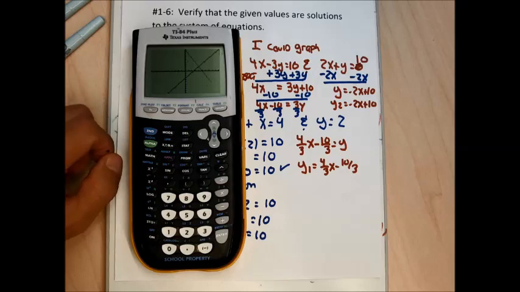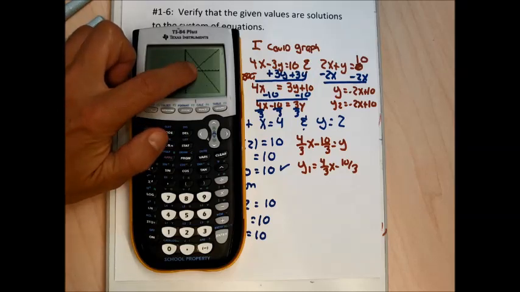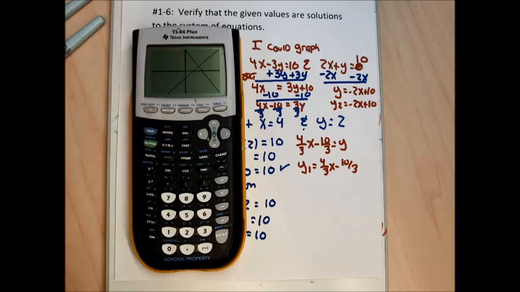The second graph is the bottom equation. And I claim they intersect at the point (4, 2). That should be the point (4, 2). Very easy to get the intersection point on my calculator.